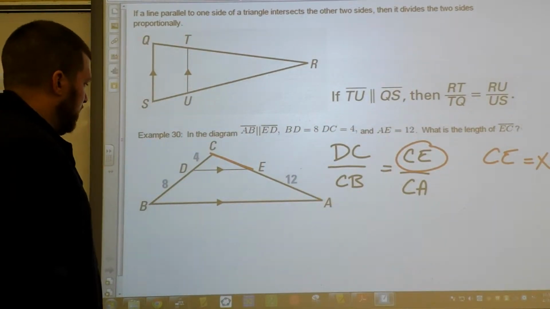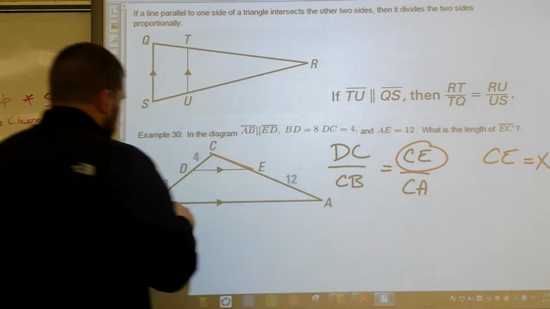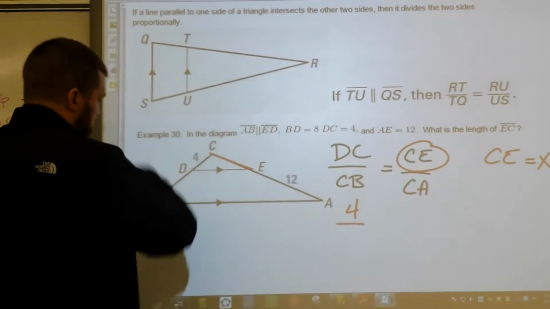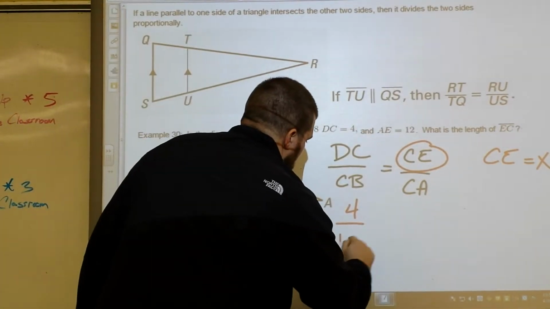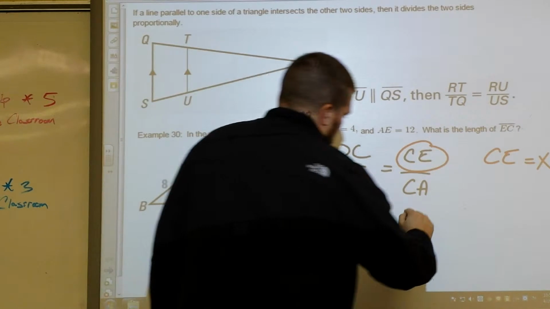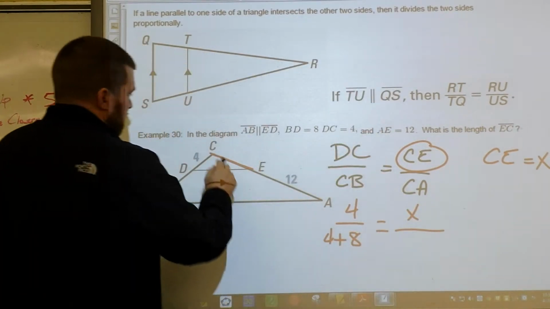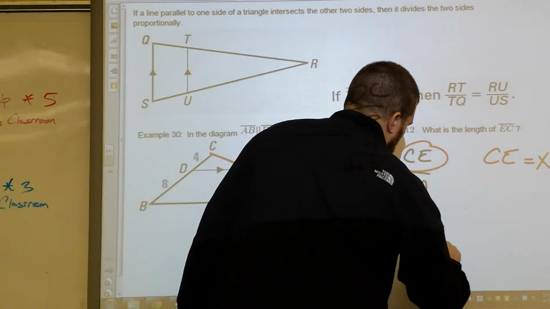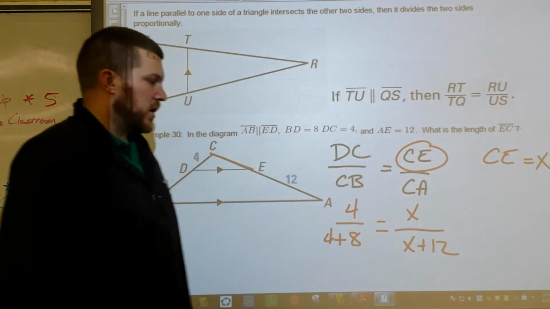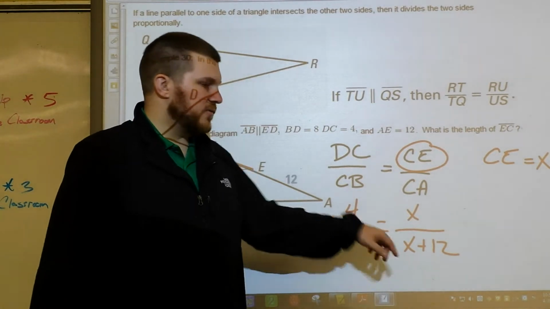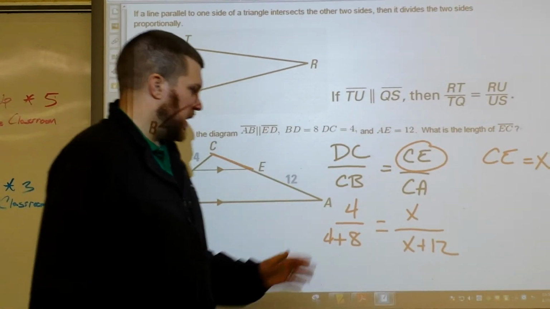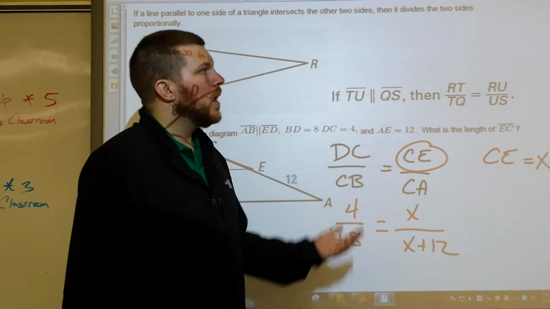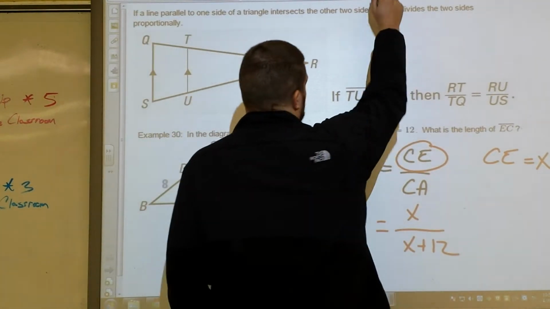Now I'm going to plug in what I know. DC was 4 over the total length, which is 4 plus 8, and that's supposed to be equal to X over the total length, which is X plus 12. Typically, before, when we had a variable on the bottom, we flipped both fractions. However, that's not going to help here because if I flip, I'm still going to have a variable on the bottom. So in this problem I'm just going to start cross multiplying.